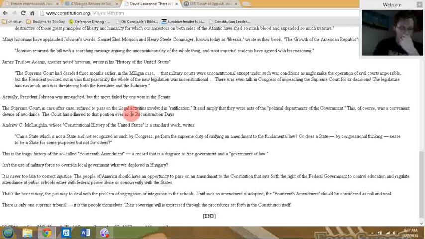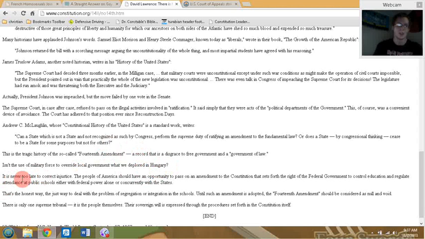Here's what's funny. Here's a constitutional history of the United States. Andrew McLaughlin said, can a state which is not a state and not recognized as such by Congress perform the supreme duty of ratifying an amendment to the fundamental law? Or does a state, by congressional thinking, cease to be a state for some purposes but not for others? This is the tragic history of the so-called 14th Amendment, a record that is a disgrace of free government and a government of law. Isn't the use of military force to override local government what we deplored in Hungary?